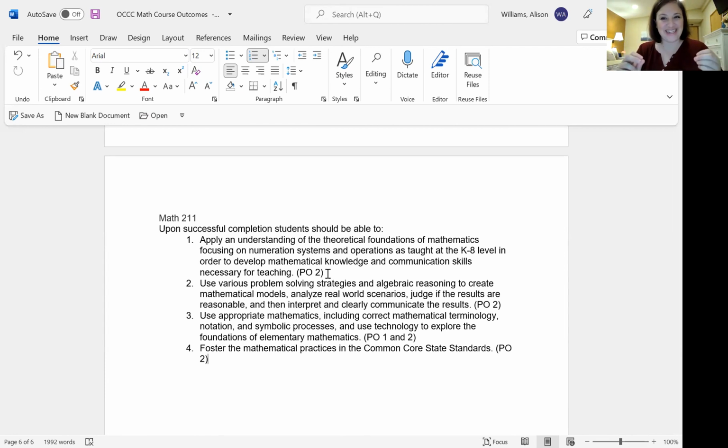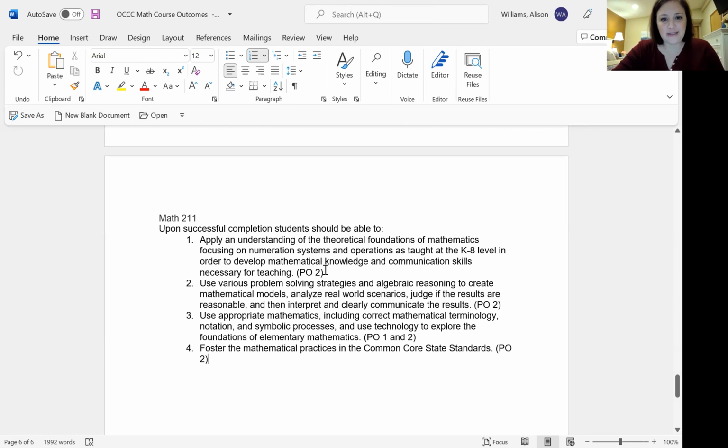All right, exactly what I was just talking about. I want my students to understand addition and be able to go into a K through 8 classroom and communicate that very clearly because they have this theoretical foundation in their understanding.